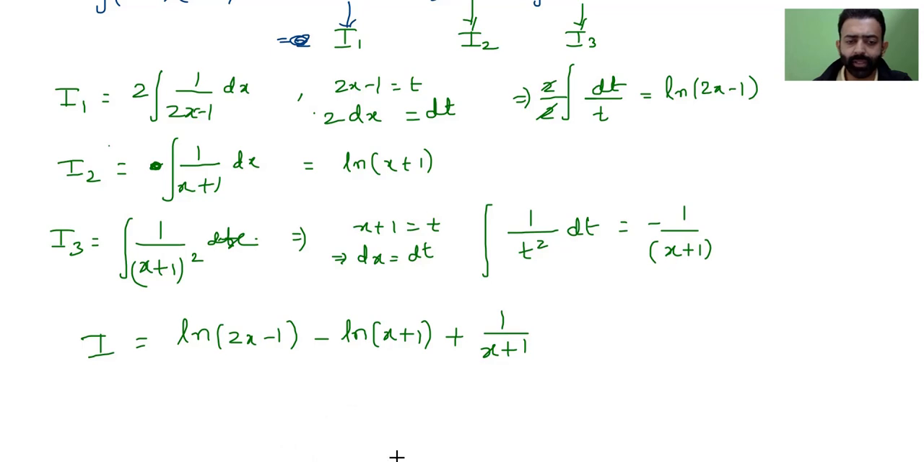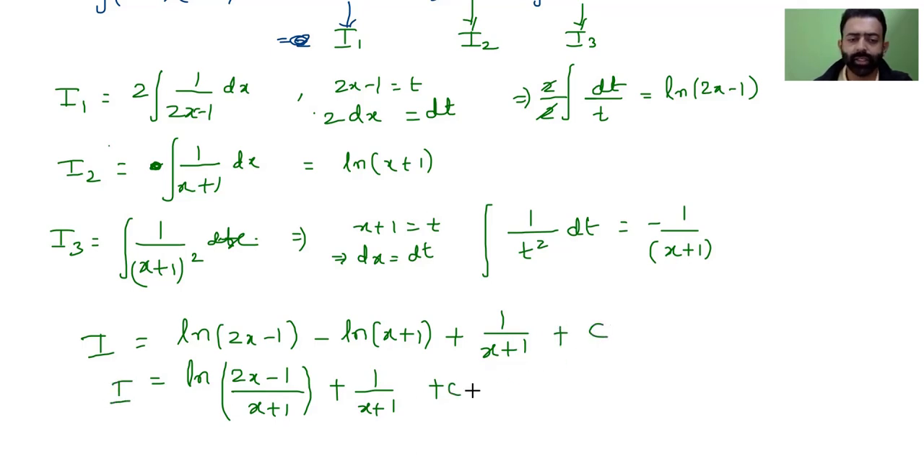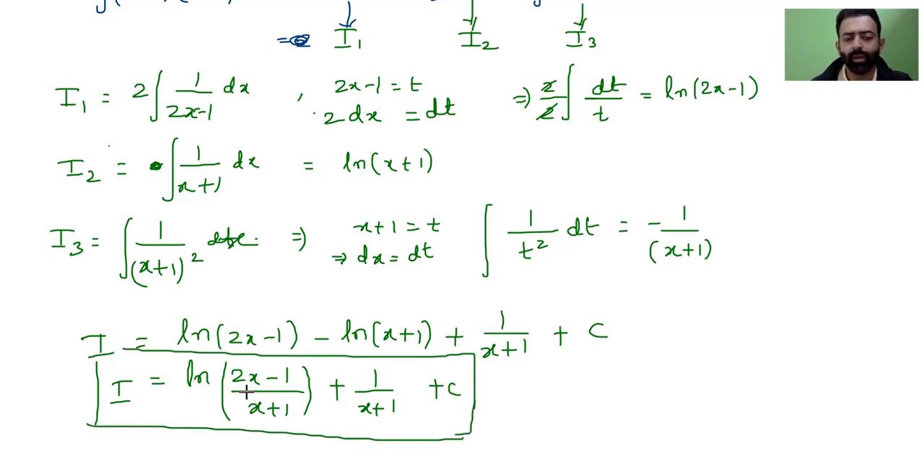You can simplify this again further, because you can use the log a minus log b property. So you can write this as log of 2x minus 1 over x plus 1, plus 1 over x plus 1, plus c. And of course this plus c you have to include as a sign of constant of integration. Okay, so that's how you can use the partial fraction concept in integrating various types of integrals, right?